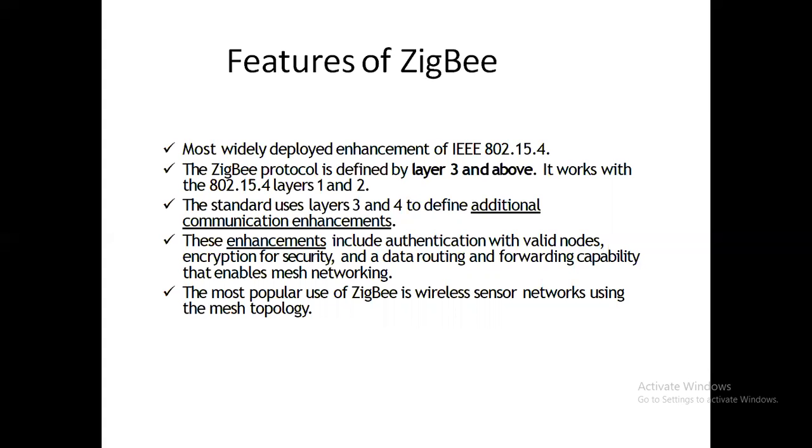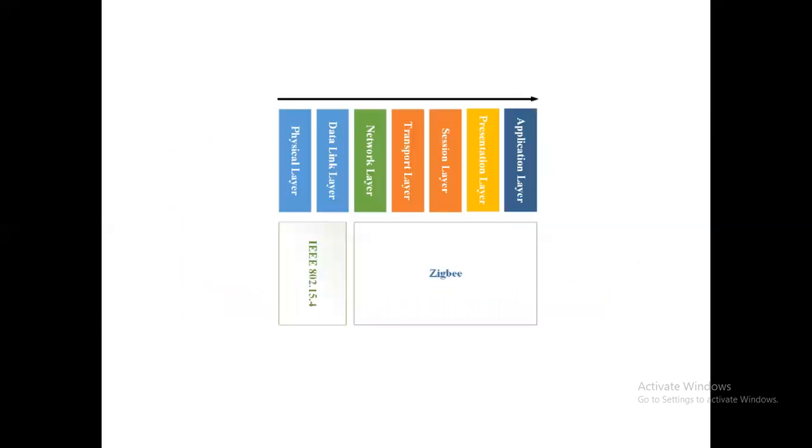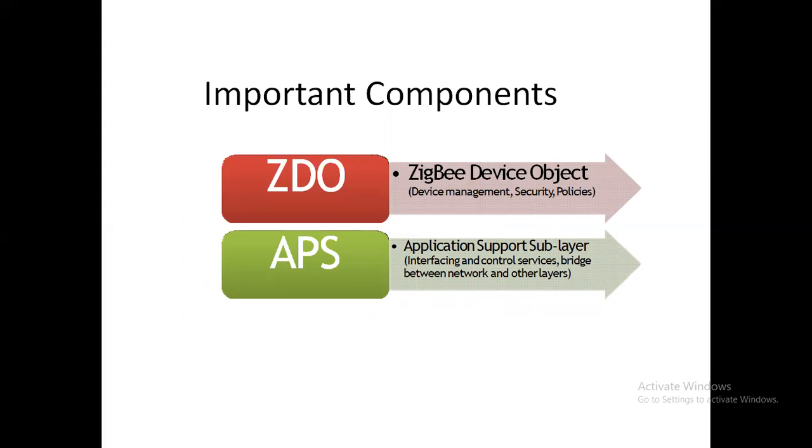These enhancements include authentication with valid nodes, encryption for security, and data routing and forwarding capability that enables mesh networking. The most popular use of ZigBee is wireless sensor networks using mesh topology. So, different layers. On top of the third layer, ZigBee can be applicable. Important components are ZDO and APS. ZDO is the Zigbee Device Object. APS is the Application Support Sublayer. Device management, security, and policies are handled by the Zigbee Device Object, and the application support sublayer takes care of interfacing and control services and bridges between the network and other layers.